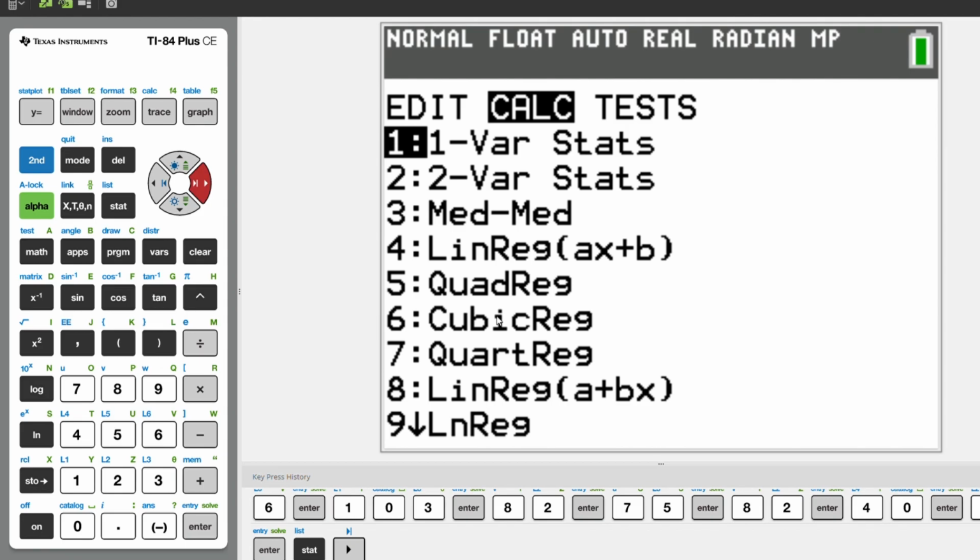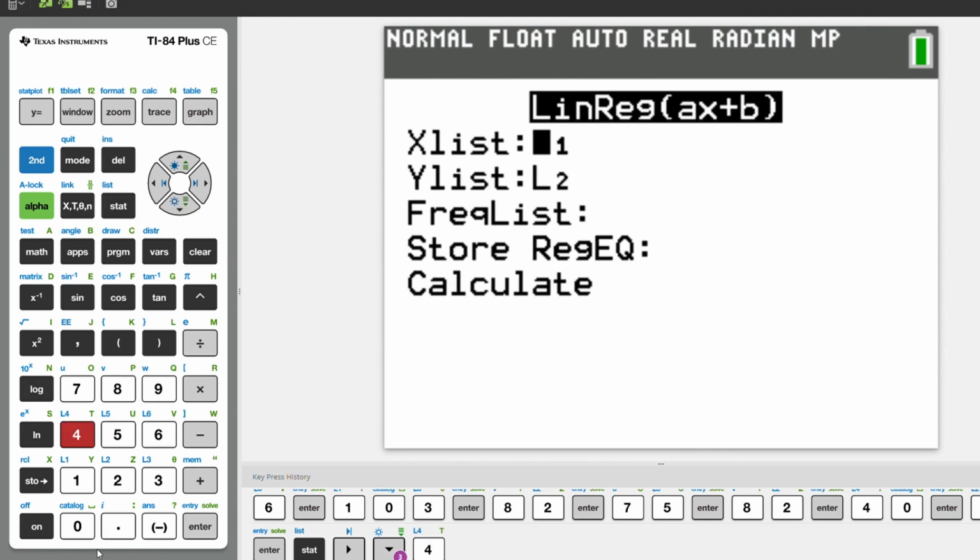And so over here, if we look carefully, you'll see in option 4 and option 8, they both say linear regression. Either one of them is perfectly fine, but just notice the very careful differences. In the fourth one, we have ax plus b, while in the 8th one, we have a plus bx. Either one is perfectly fine as long as we substitute the correct numbers that we see on the calculator as such. So let's go to option 4. Again, you can either scroll down using your arrows and press enter, or you can just press the option number 4. And so once again, this is just confirming all of our X values were in L1, yup.